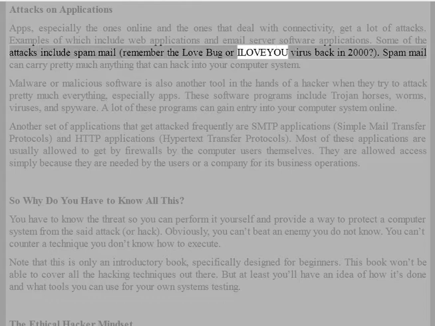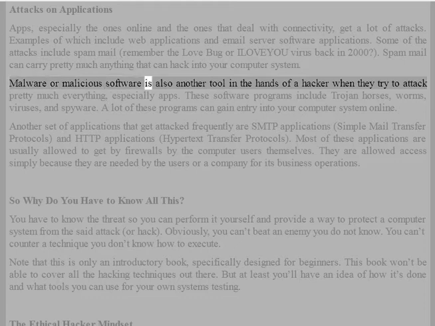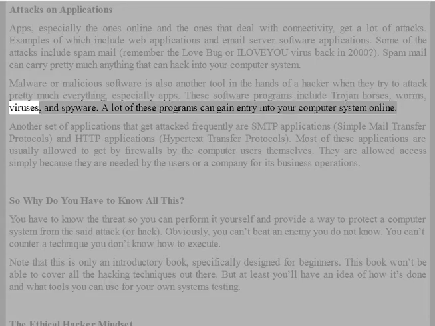Remember the love bug or I love you virus back in 2000. Spam mail can carry pretty much anything that can hack into your computer system. Malware, or malicious software, is also another tool in the hands of a hacker when they try to attack pretty much everything, especially apps. These software programs include Trojan horses, worms, viruses, and spyware. A lot of these programs can gain entry into your computer system online.